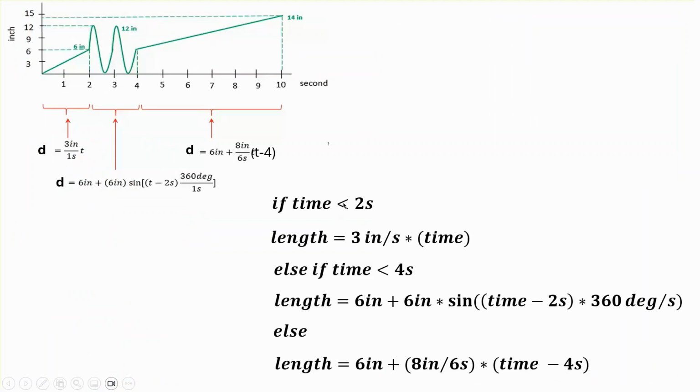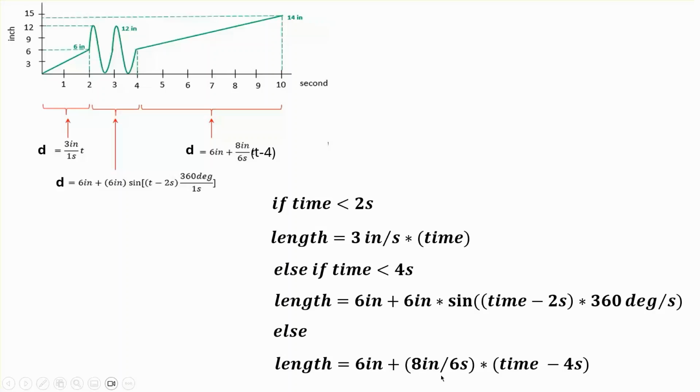So I have to write a few lines of code, and the pseudocode is written in here. If time is less than 2, length is velocity times time. Remember, the velocity here is 6 over 2 inches per second, so it's going to be 3 inches per second. So it's going to be 3 times time. If time is between 2 and 4, then the position is whatever it was, which was 6 inches, plus a sinusoid of amplitude 6.